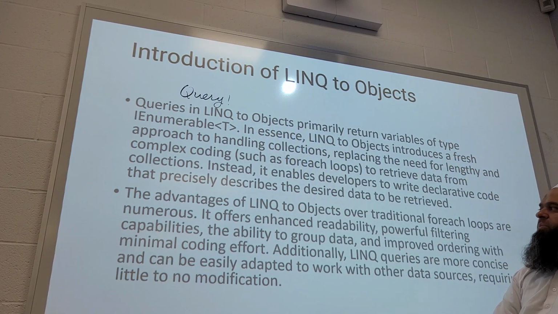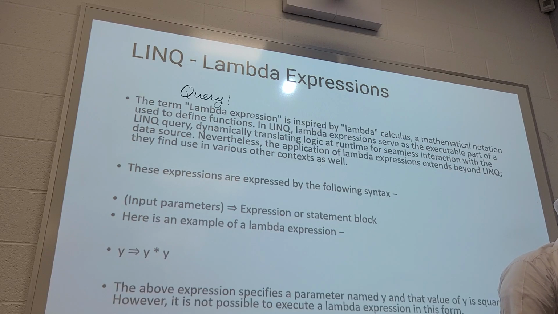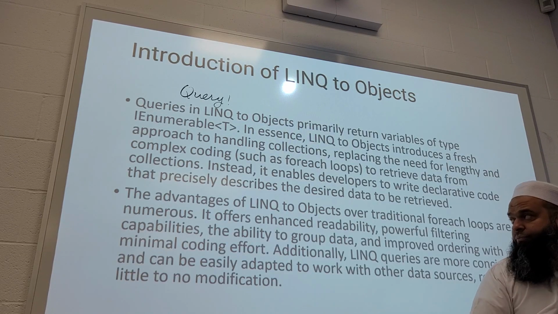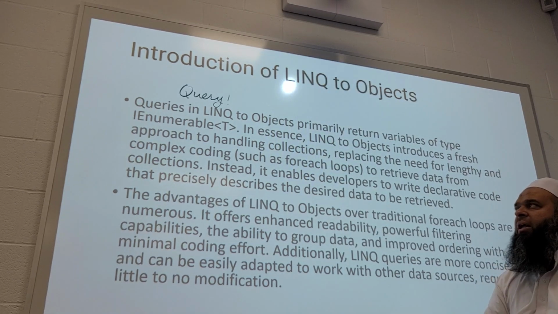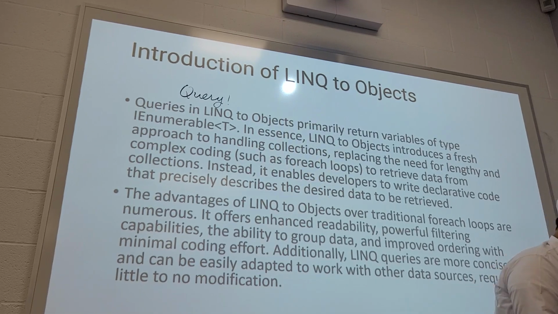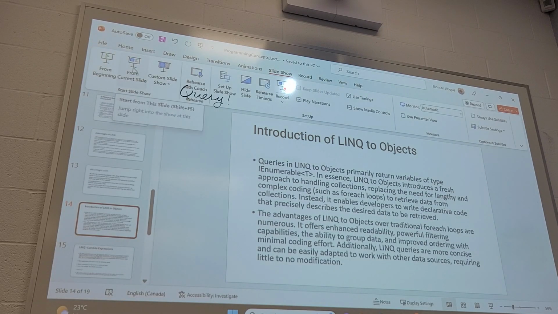Okay, the advantages of LINQ to objects over the traditional for each loops are numerous. It offers enhanced readability, powerful filtering capabilities, the ability to group data, and improved ordering with minimal coding effort. Additionally, LINQ queries are more concise and can be easily adapted to work with other data sources. That is something we have already discussed. So we have seen this objects example, and that it would be returning us the IEnumerable. Let's see one more example, and then we move to the lambda part, and we'll see some lambda examples as well.